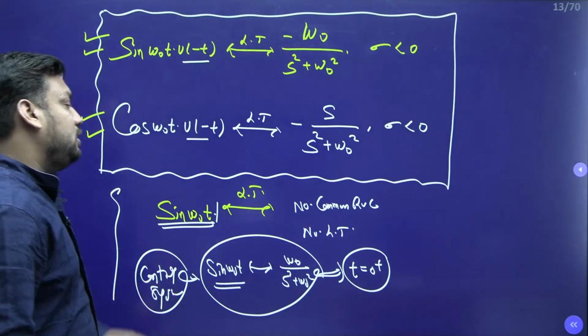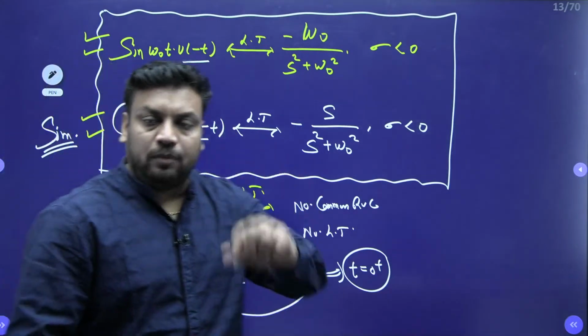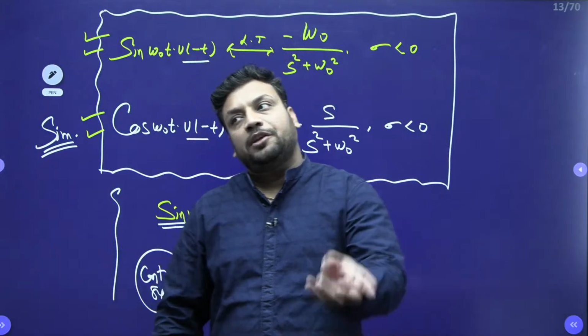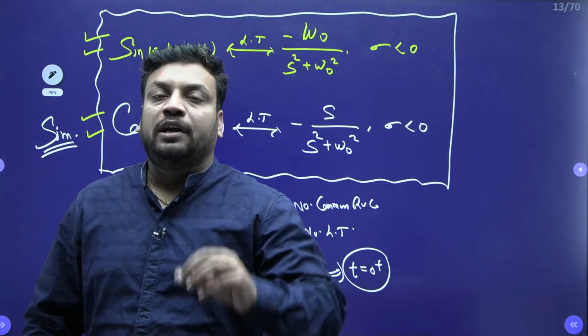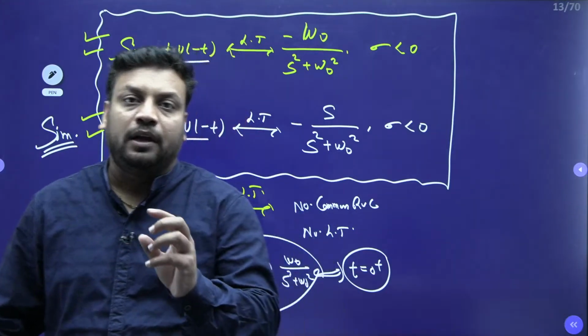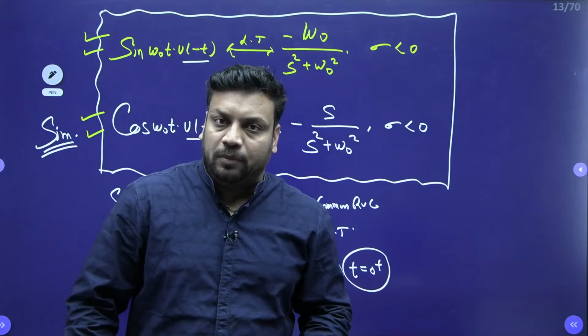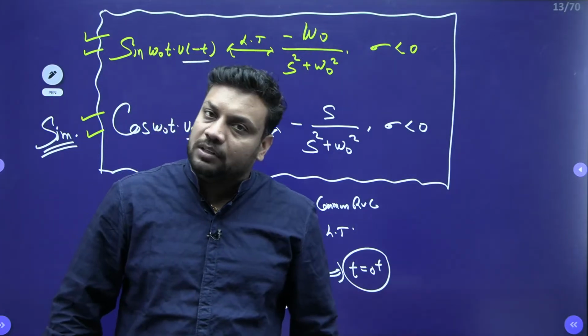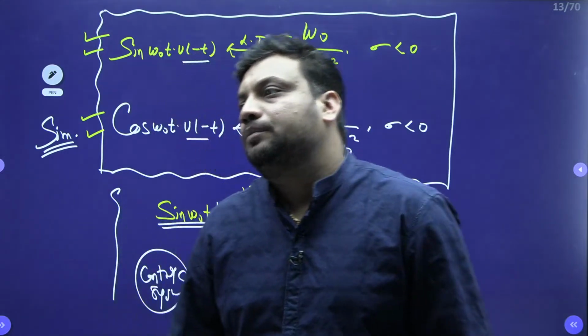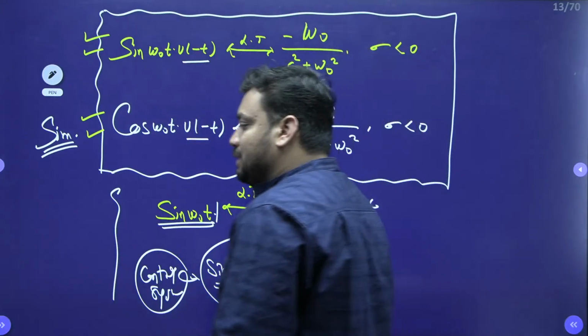But in signals and systems we have to be specific, whether it is sin omega 0 t u(t) or sin omega 0 t u(-t). If it is given that find out the unilateral Laplace transform of sin omega 0 t, having the limit 0 to infinity, then of course omega 0 upon s square plus omega 0 square. Yes or no? So you have to check what is the mentioned term.